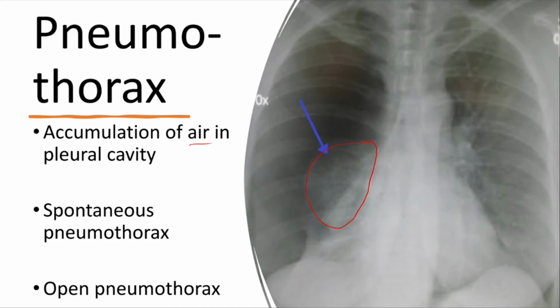Consequently, each time when the patient inspires, the air is sucked into the pleural cavity, and sometimes the clothing and the layers of the thoracic wall combine to form a valve. So the air enters through the wound during inspiration but cannot exit through it.